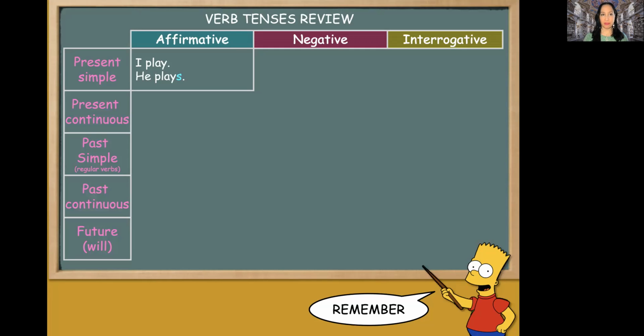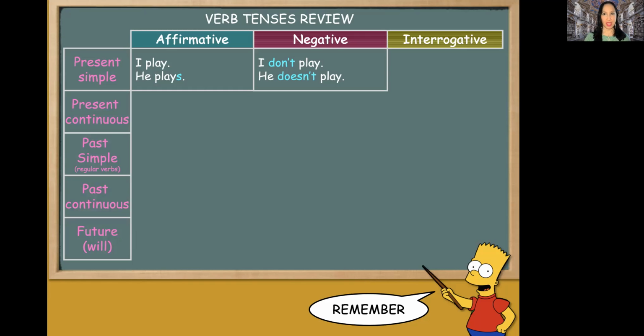What's the negative present simple if we're going to conjugate to play? I don't play. He doesn't play. Do you remember what don't means? Do you remember? Do not. That's right. How about doesn't? That's right. Does not. All right.